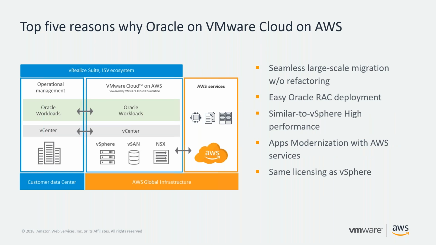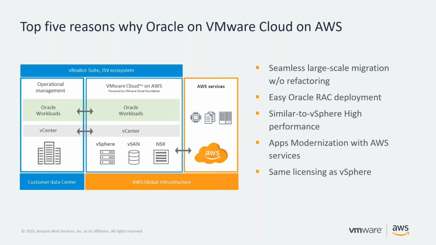So some of the top 5 reasons why Oracle on VMware Cloud on AWS makes sense: it's allowing that seamless large-scale migration without refactoring. It's easy to utilize Oracle RAC in the deployment fashion as well, so you can easily deploy it. It's similar to vSphere, high performance. And then, as I said earlier, application modernization with AWS services, and it does follow that same licensing as vSphere already as well.